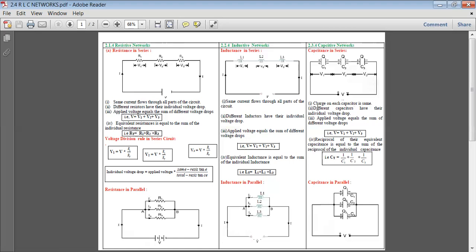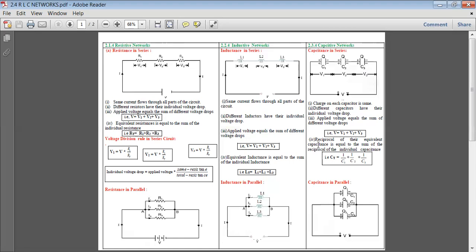Now come to the second point. Different capacitors have their individual voltage drops. Third one, applied voltage equals the sum of the different voltage drops. Capital V is equal to V1 plus V2 plus V3.